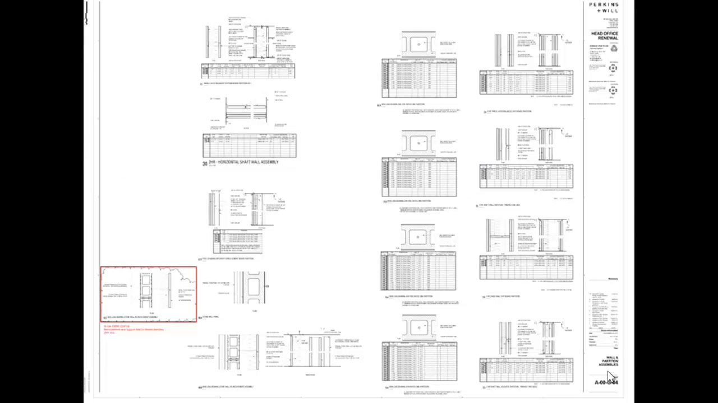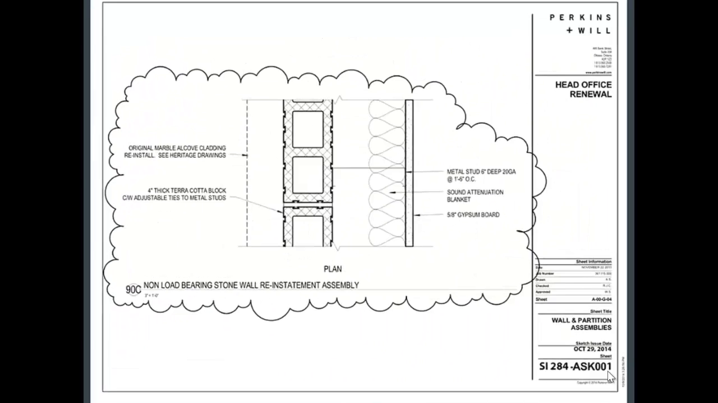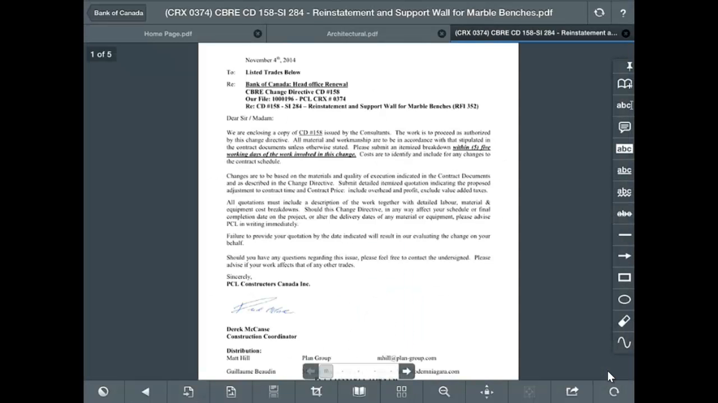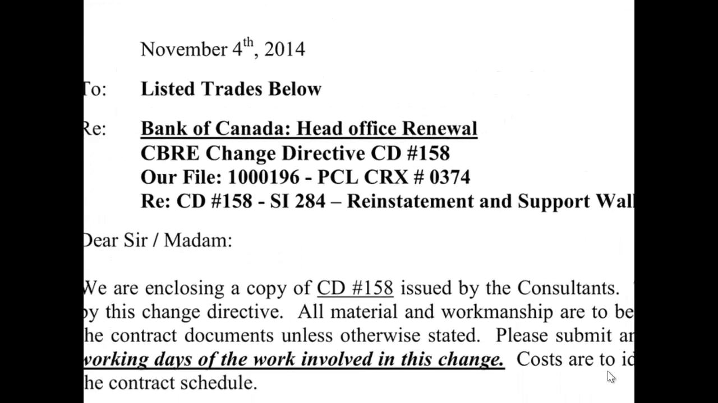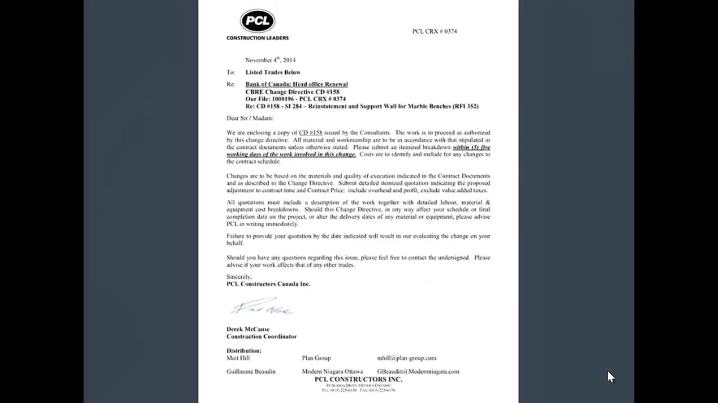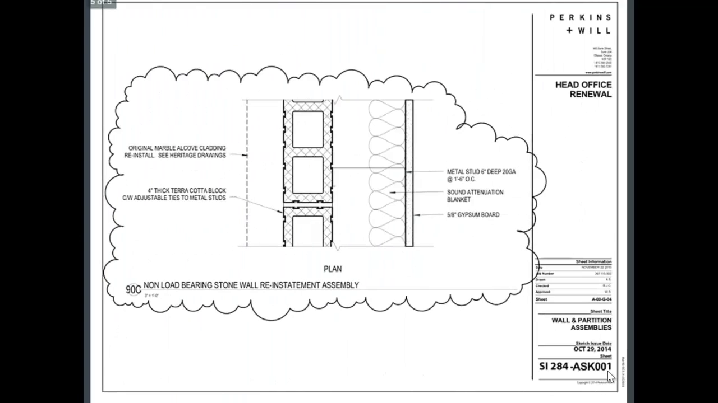Notice on this page we have a red line markup in the bottom left corner. So we can see that there's a site instruction 284, change directive 158 associated with this detail, RF5 352. So now when we touch the text, it's again a button, and it's going to open up the associated RFI. So there I am on change directive 158, SI284. All the information related to the change is in here.